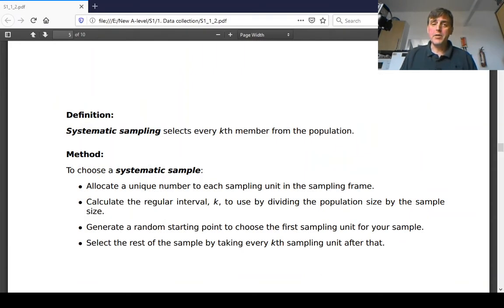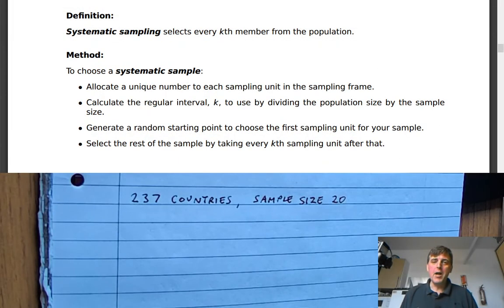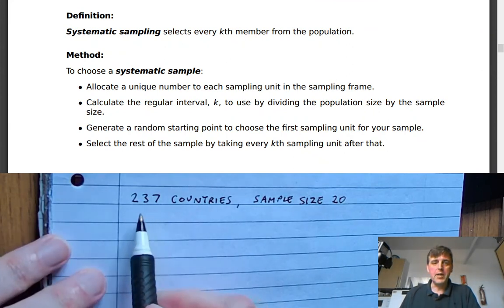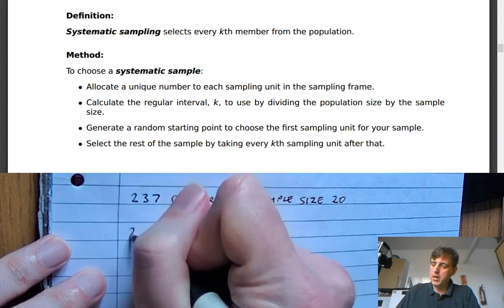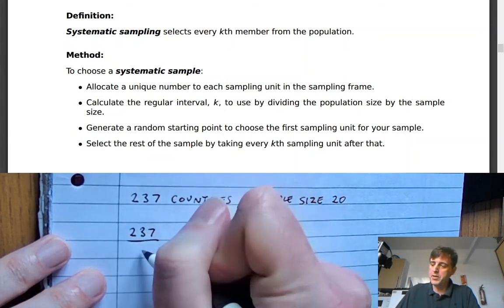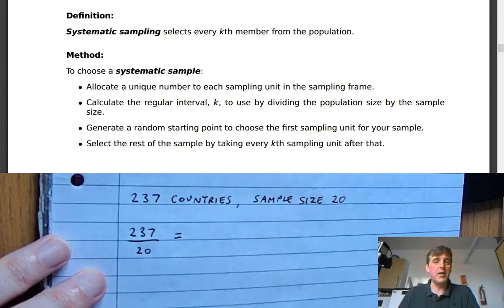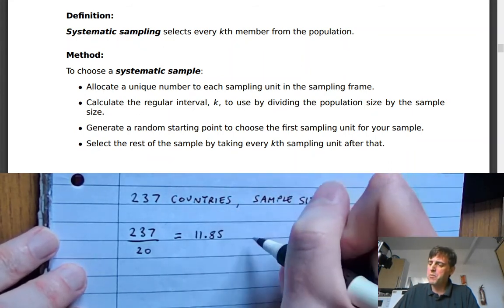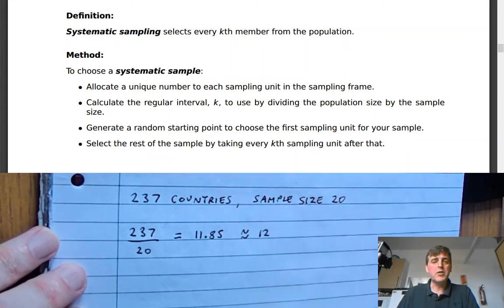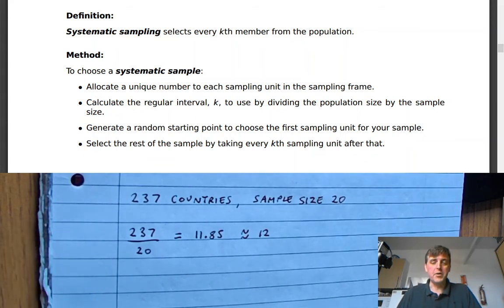So how did I decide to go every 12th item in my list here? How did I decide to make that regular interval equal 12? Well, I did a very quick calculation. I knew I had 237 countries in my list. I know I wanted a sample size of 20, so I just need to divide 237 by 20, and that's going to give me the interval that I want. In this particular case I didn't get a nice number, it's about 11.85 I think, but that's approximately equal to 12, so that's the reason why I chose every 12th item.